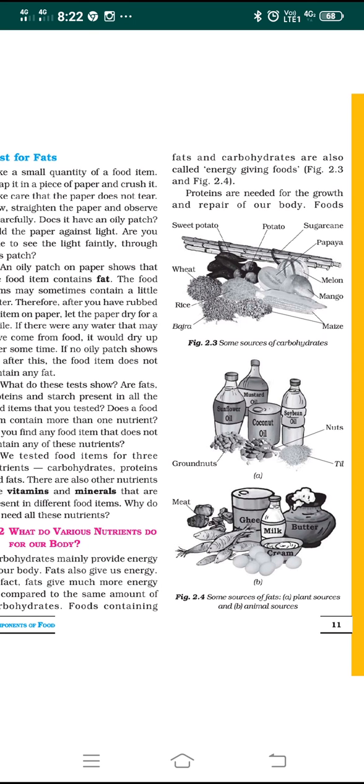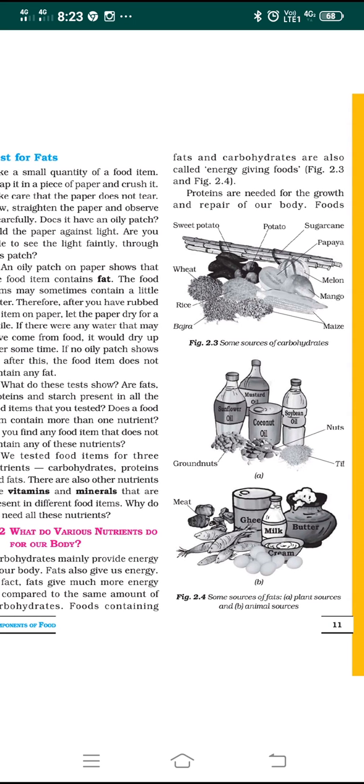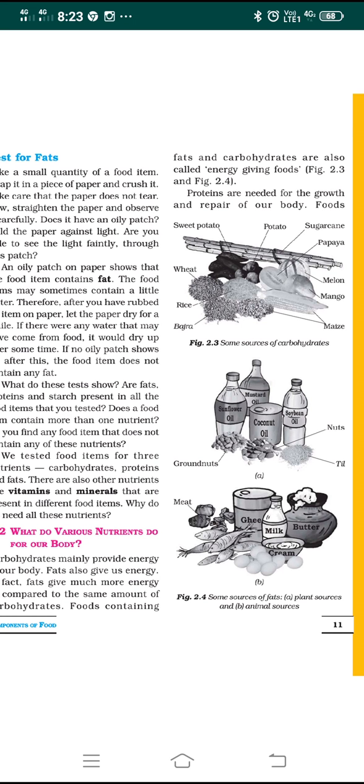Now, sources of fats. So fats we get from two sources. One is plant sources, another one is animal sources. From plant sources we get groundnut oil, coconut oil, mustard oil, soybean oil, sunflower oil. From all these sources, from the plants and their seeds, we get the fat. Even from the nuts, such as peanut or groundnut, we get the fat.